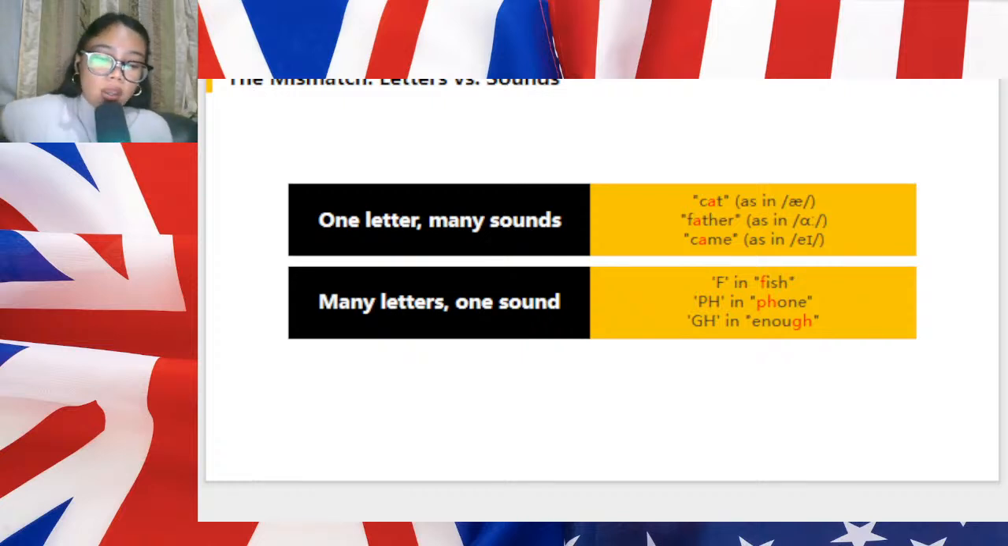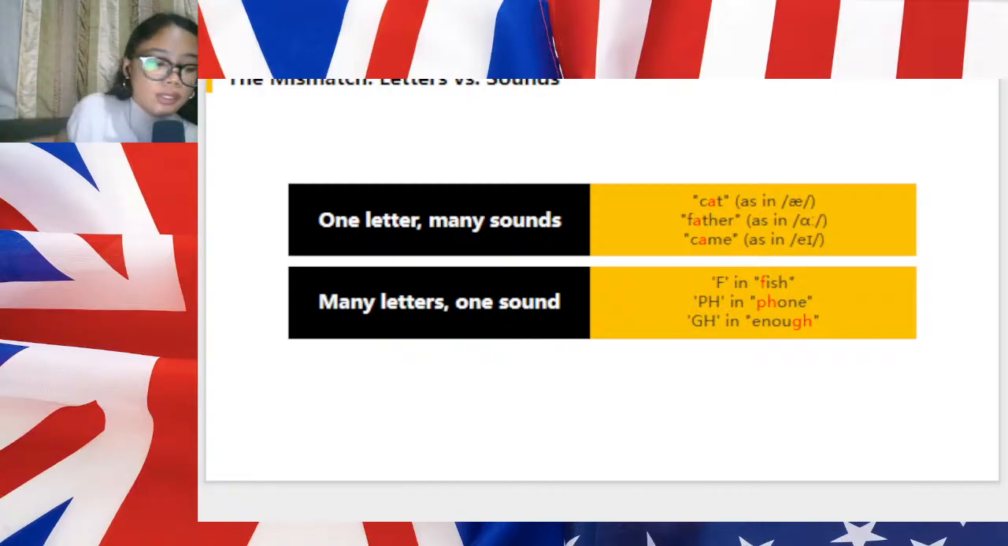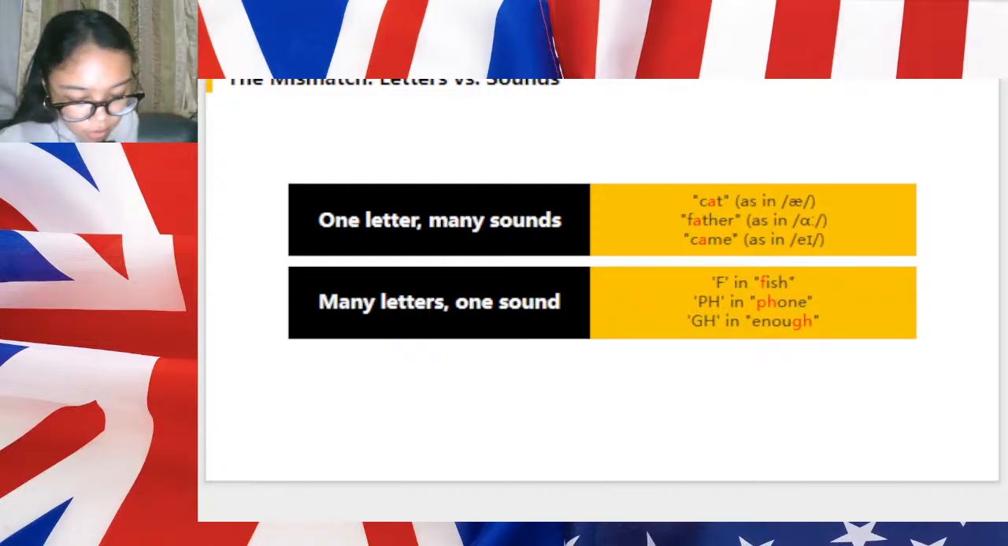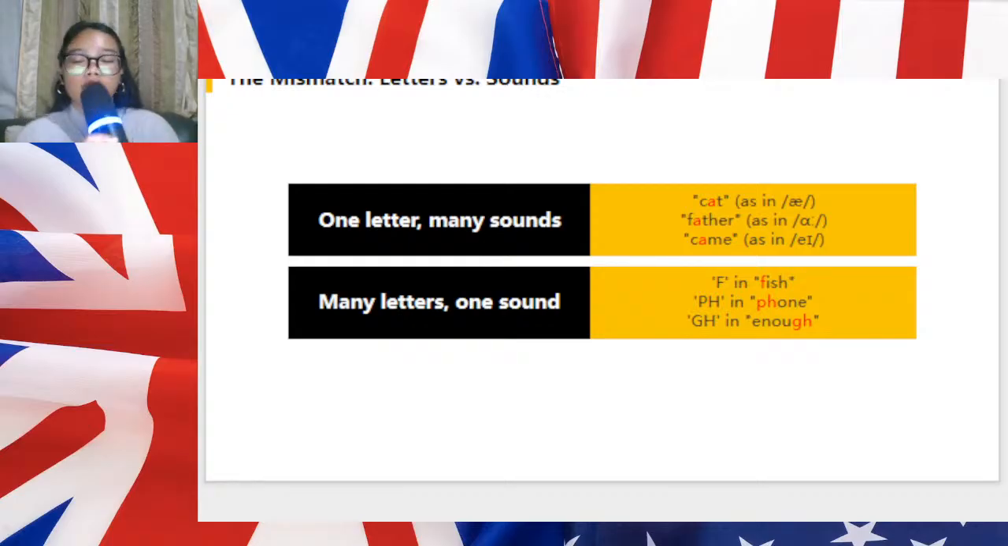First, again, is one letter has many sounds. An example we have here is cat, father, and came, all utilizing the letter A but with different pronunciations. That's what the first row shows: one letter, many sounds. Many letters, one sound. And here we have F, P H, and G H all making the same F sound.